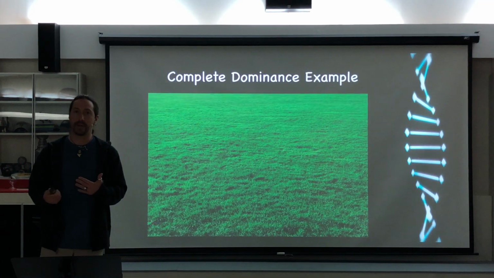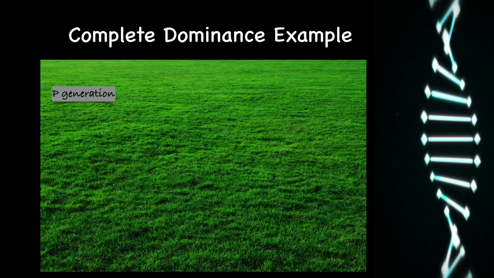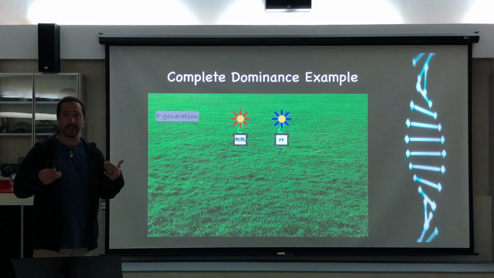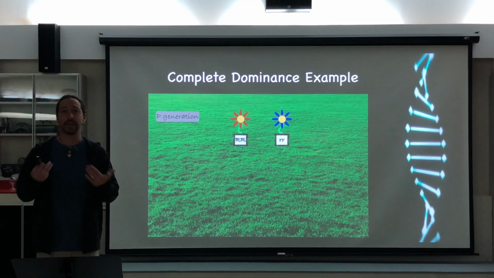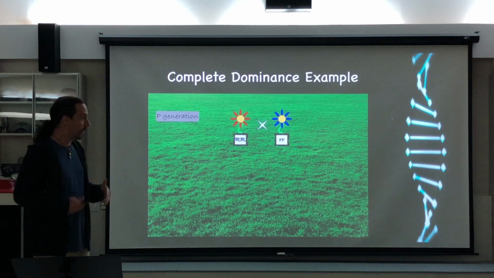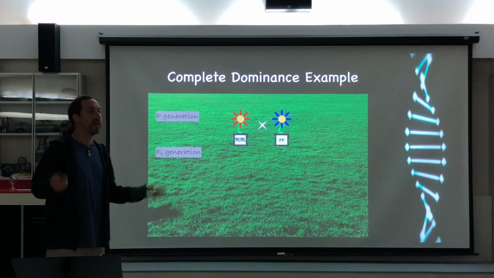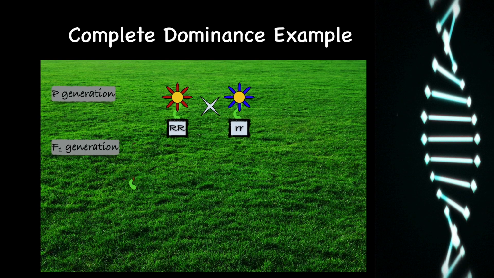If we were to go into a field and look at these flowers as they breed, what would occur? We start off with our parental generation, a homozygous dominant red flower, and we're going to cross it with a homozygous recessive blue flower. So we know genotypically that the only thing the red flower has is the red allele, and the blue flower only has the blue alleles. Okay? So if we cross them, we get to the F1 generation. And in the F1 generation, every single one of the offspring is going to appear red.